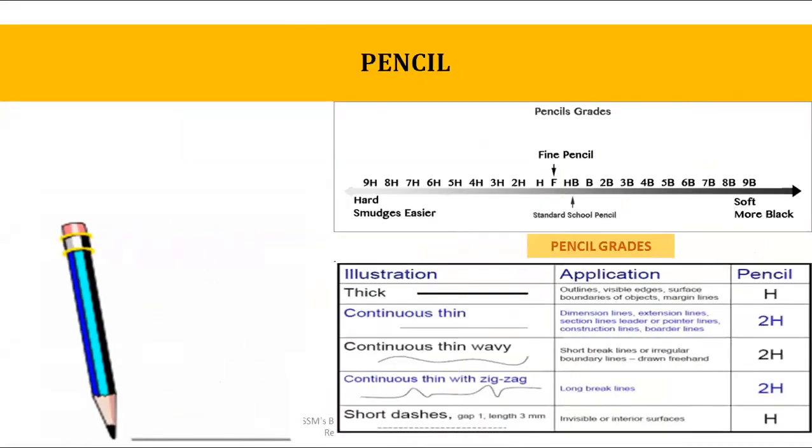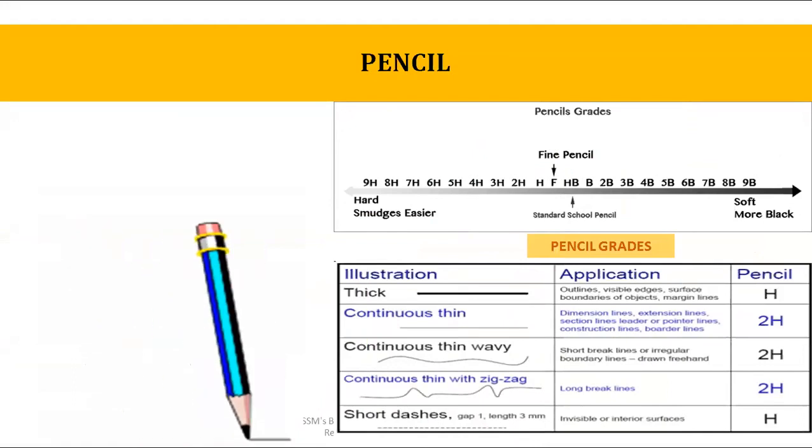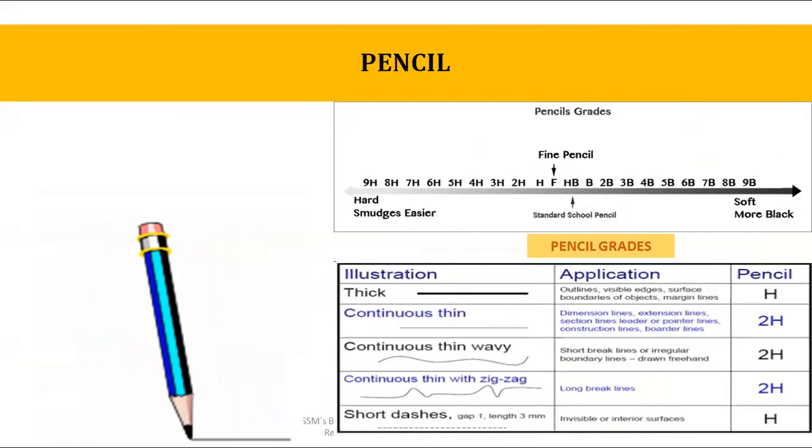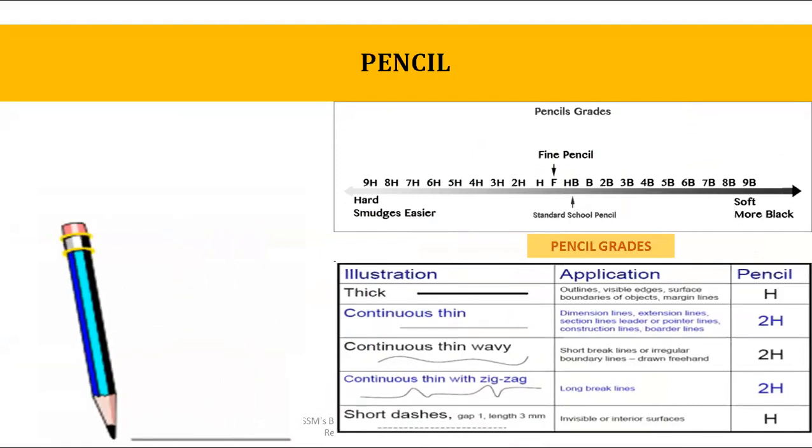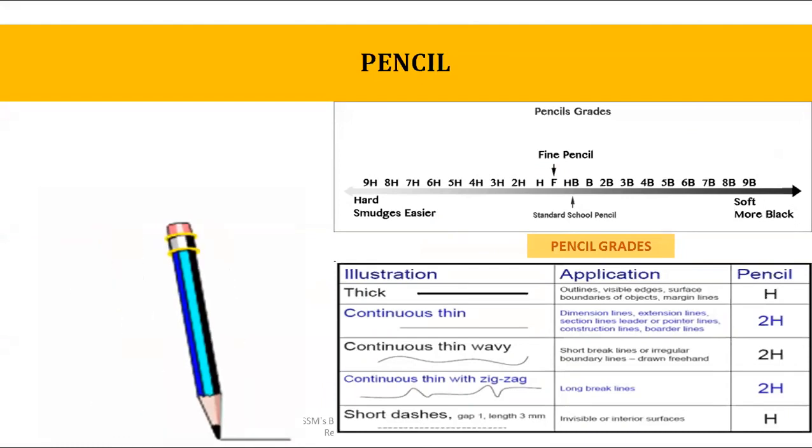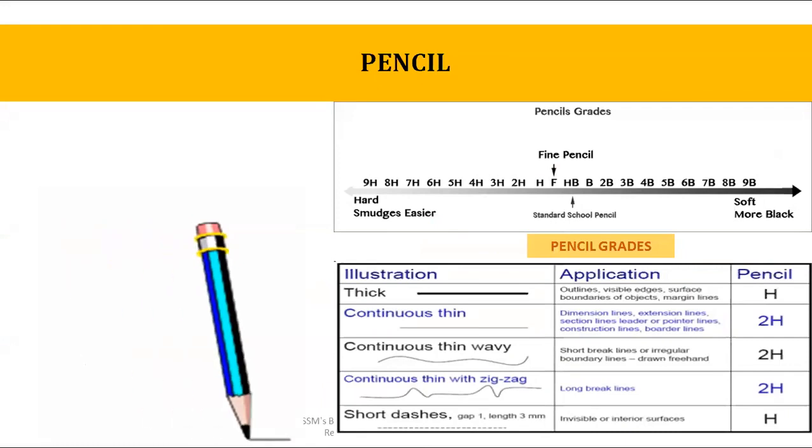Pencil. Pencil is used to draw on the sheet. Depending upon its darkness, there are categories of pencils, and these categories are based on the types of lines. The various types of lines we will discuss in the next session.